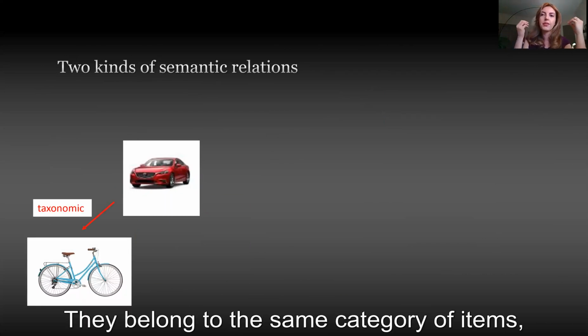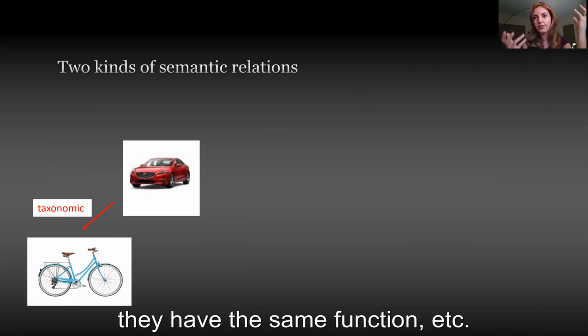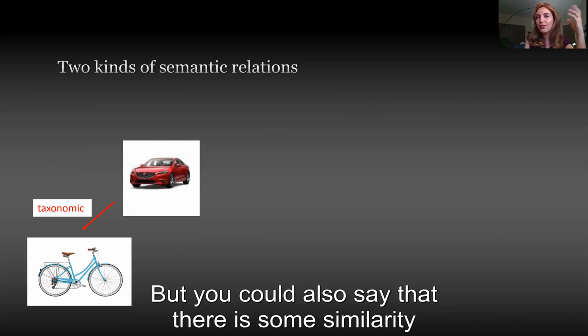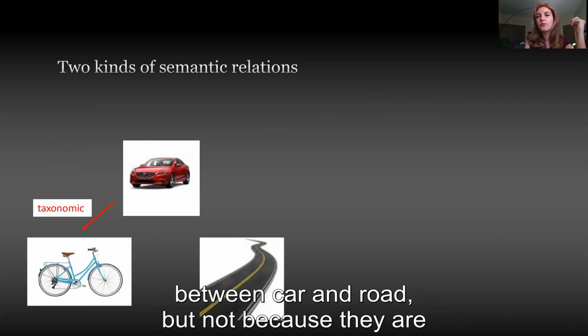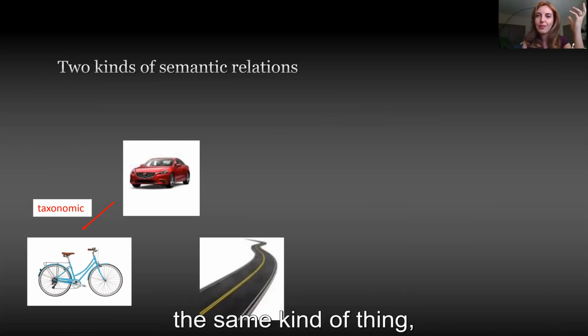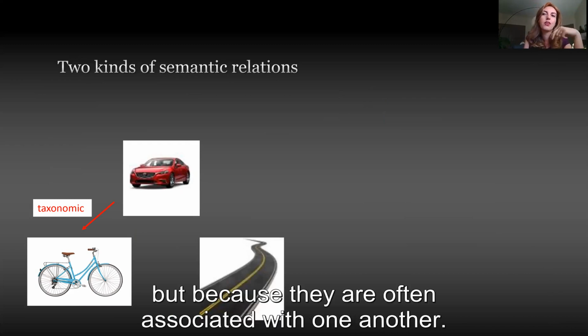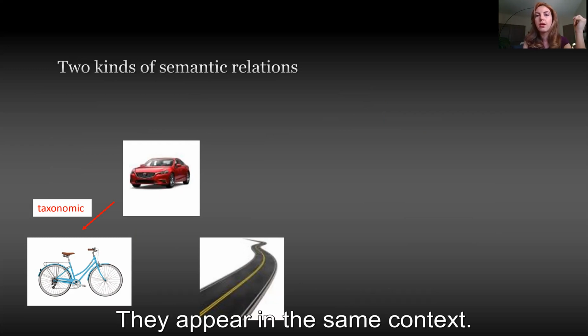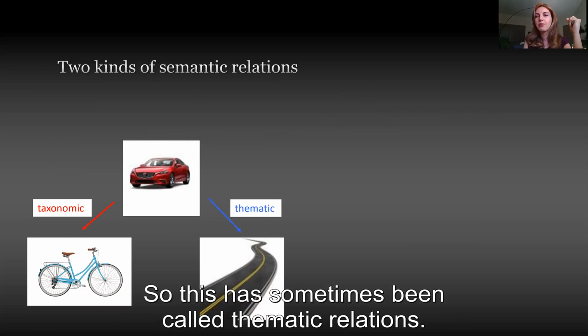They belong to the same category of items, they have the same features, they have the same function, etc. But you could also say that there is some similarity between car and road, but not because they are the same kind of thing, but because they are often associated with one another. They appear in the same context. And so this has sometimes been called thematic relations.